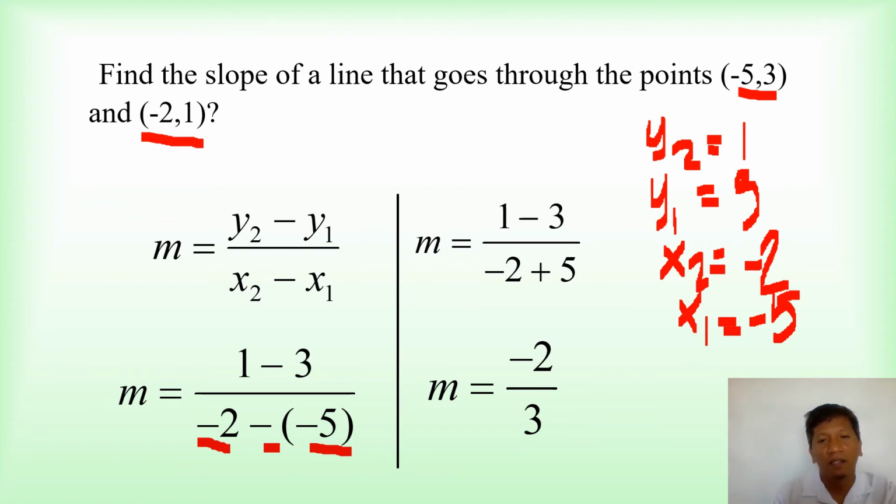Naintindihan? As you can see, our slope is negative. Yes? And what is the trend of the line? Correct. Decreasing. It is because the slope is negative. Naintindihan? Yan. Mahirap nang isulat ang decreasing.